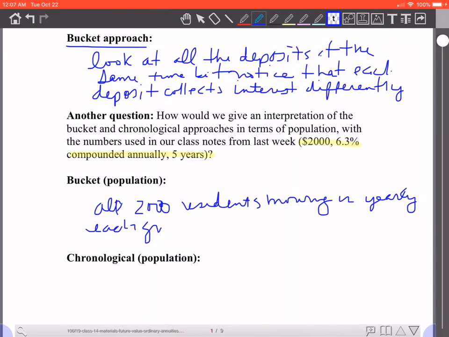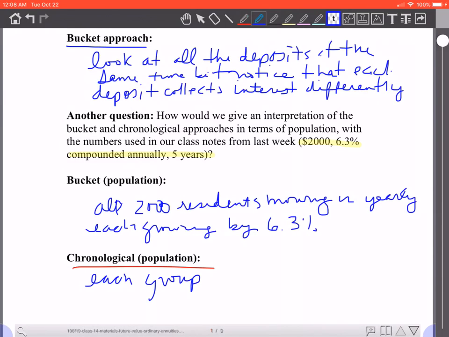Each growing by 6.3%. But remember that it is the amount of time that is different for each of these groups of 2,000 residents. So the very first group of 2,000 residents that moves in grows by 6.3% for 4 years. The next group of 2,000 residents moving in will also grow by 6.3%, but only for 3 years, and so on. Whereas in the chronological approach for the population, we would be looking at each group of 2,000 residents in 1 year at a time.